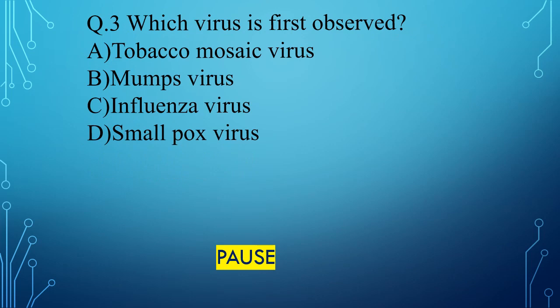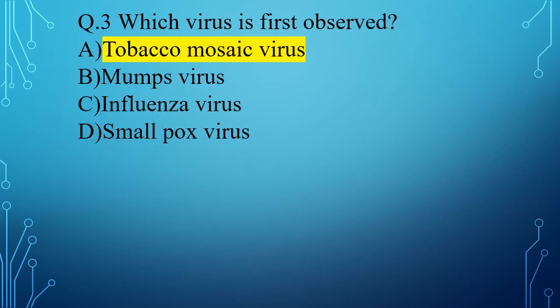Next question is, which virus was first observed? Option A tobacco mosaic virus, option B mumps virus, option C influenza virus and option D smallpox virus. And the right answer is tobacco mosaic virus.